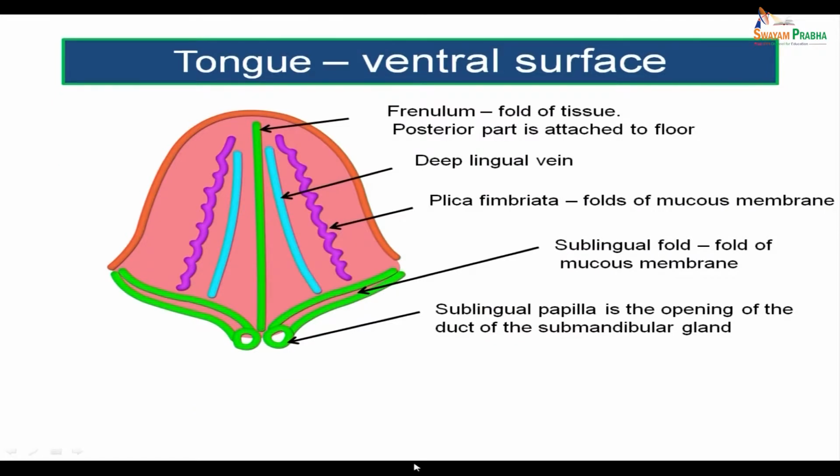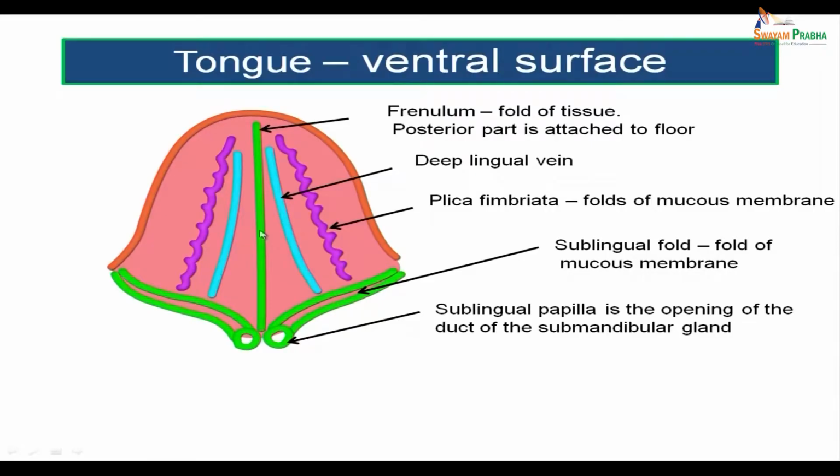Now, let us have a look at the ventral surface of the tongue. That is, if you lift the tongue upwards, this is what you will see. This is the uplifted tongue, and you are seeing the ventral surface. The midline of the tongue shows a fold of tissue which is called the frenulum. The posterior part of the frenulum is attached to the floor of the mouth, whereas normally the entire front part, or the anterior portion, of the frenulum is free.